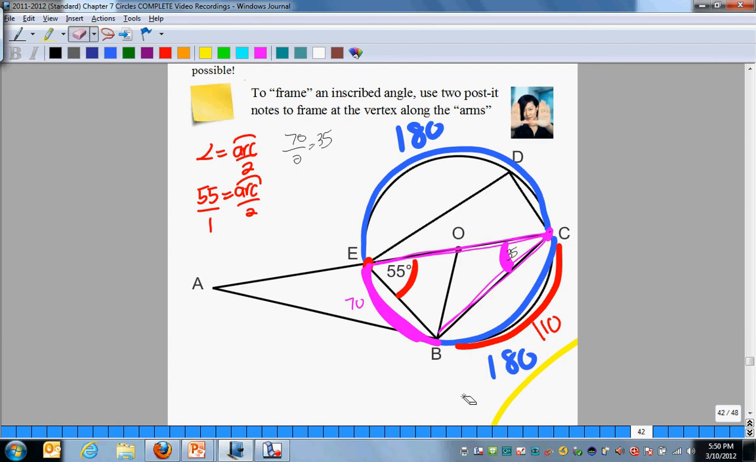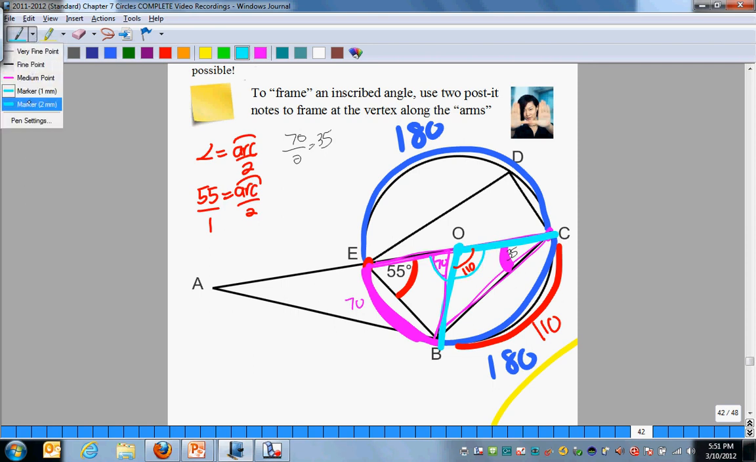Let's see what else we can find. We see here, let's not overlook the obvious, that we have a central angle as well. Central angle is equal to the arc. So if that's 110, back here, this is 110. This right here is a central angle, so it is also 70, which makes sense because 70 and 110 add up to 180.